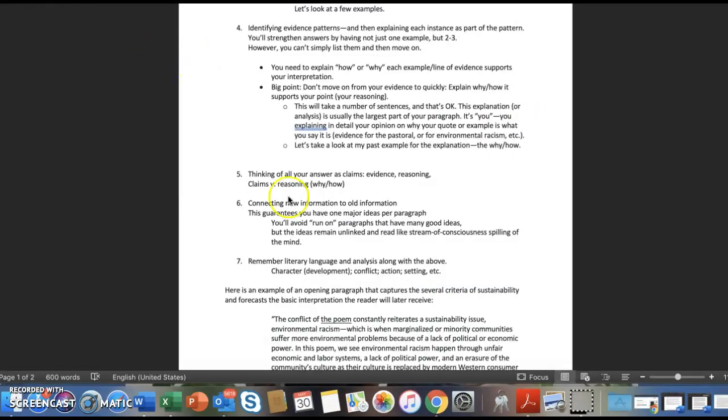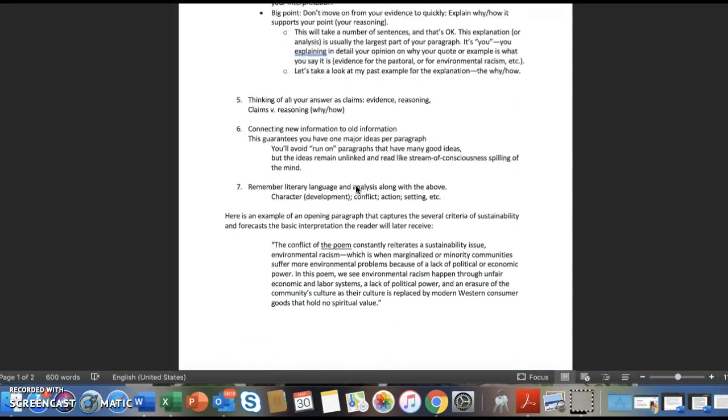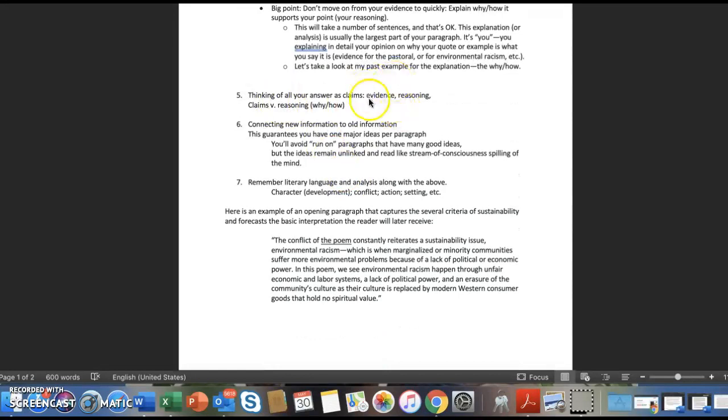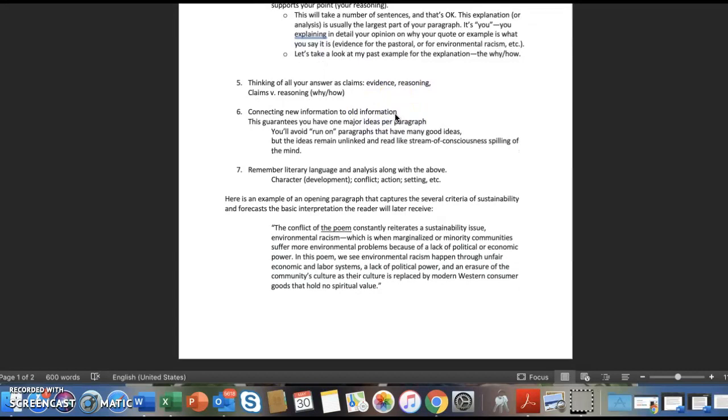All right, so I've talked about most of these points in the examples. So one thing you can think of yourself as doing is identifying evidence patterns. I can talk a bit more about that in the next video, where I do a wrap-up of the water knife. But remember, you need to explain why and how. Don't move on from your evidence too quick, right? So you can take a look at what I've said here. Think of all of your answers as having to provide evidence and then the reasons that this thing is what you say it is, right?